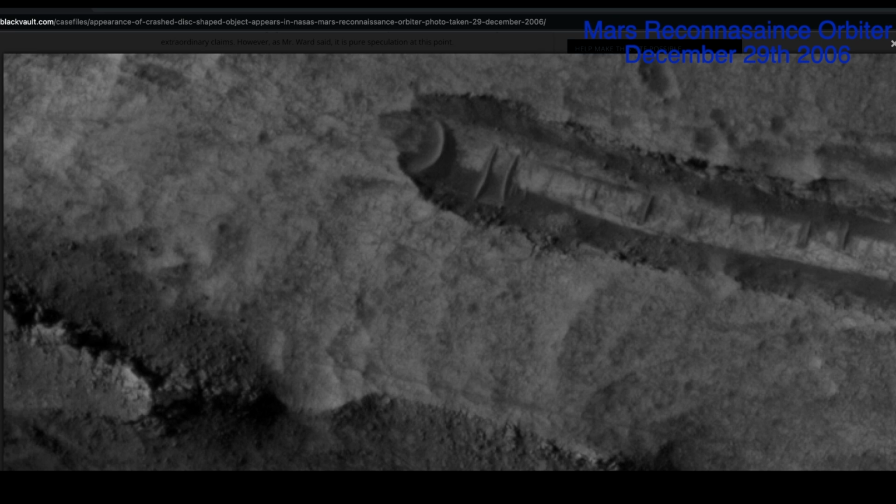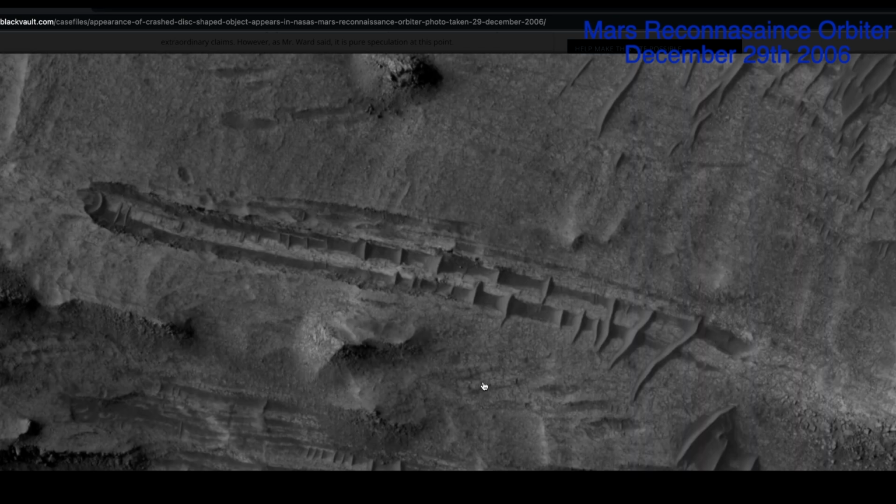A UFO. Gene Ward found this and profiled it. It showed up on blackvault.com. And of course, people never give proper shout outs to proper people, so I'm more than happy to mention Gene Ward having found this in a NASA image, right? So, what are we looking at? It does look like a possible UFO crash landing site.